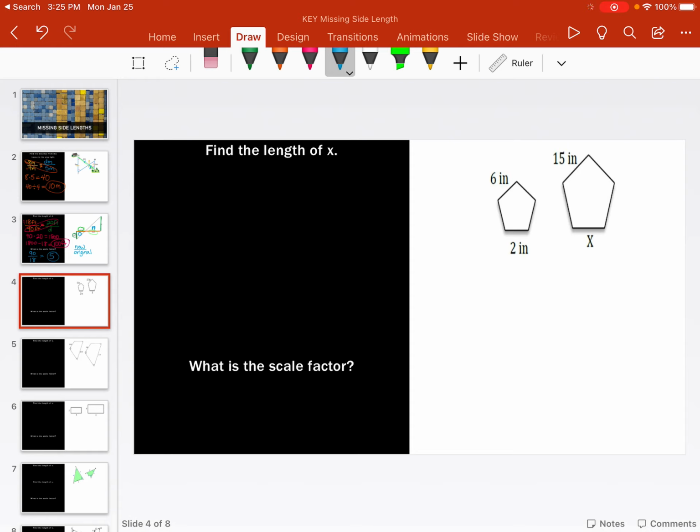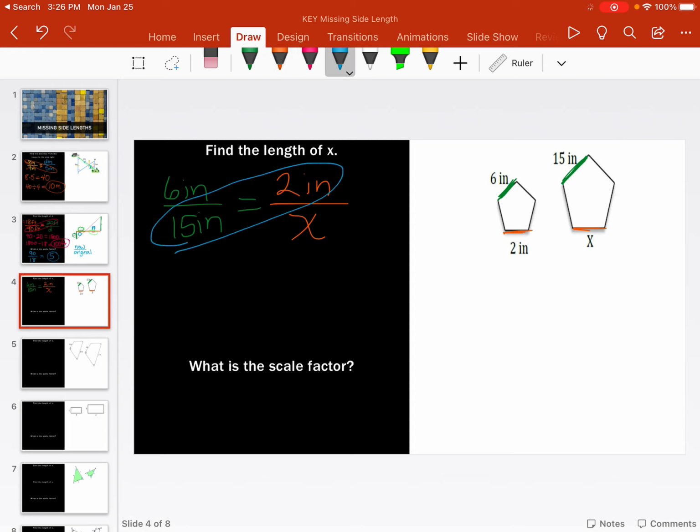Okay, next one, let's set it up. First, let's find our corresponding pieces. So I've got this 6 inches is going to match this 15. This 2 is going to match this x. Go ahead and set yours up. So I have 6 inches over 15 inches. And then I have 2 inches over x.